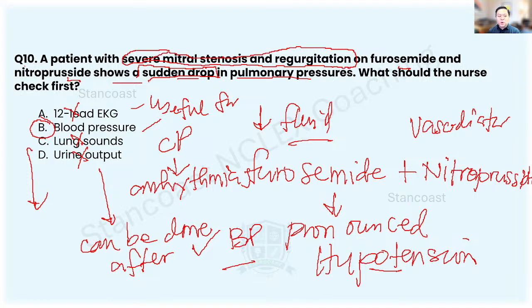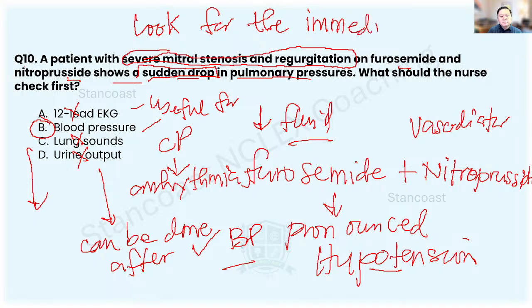All right, so what is the goal for this test question really? You have to prioritize your assessment that will address a most immediate life-threatening condition. Look for the immediate life-threatening condition, which is basically the hypotension.